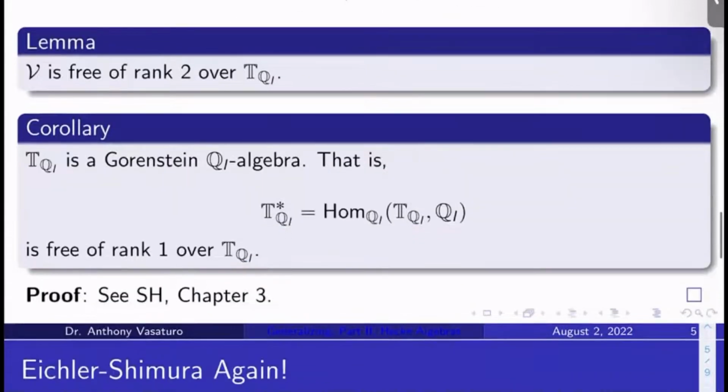For a proof of this, or for proofs of really all of this, you can see Shimura's book on automorphic forms, chapter 3.